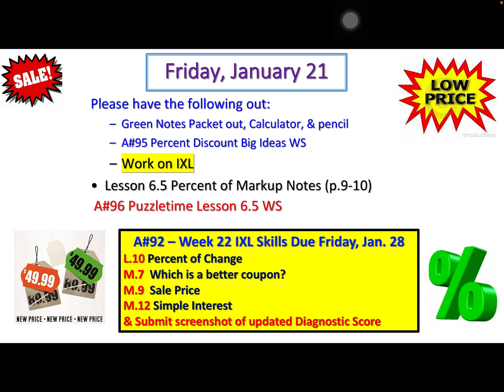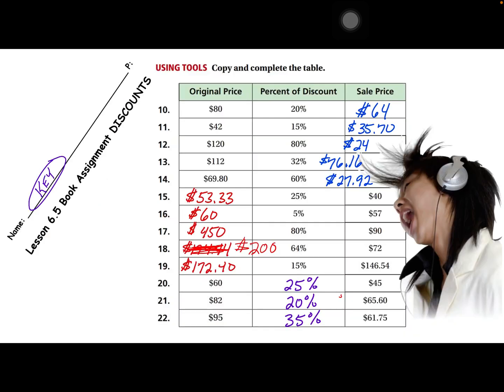Have your green notes packet out, have assignment 95, which was your big ideas percent discount. Make sure you have submitted that. I'm going to go quickly through these notes, so pause as needed. Yesterday's homework, you might want to pause here, check your answers off of this table, and then I will show you the worked out section right now.